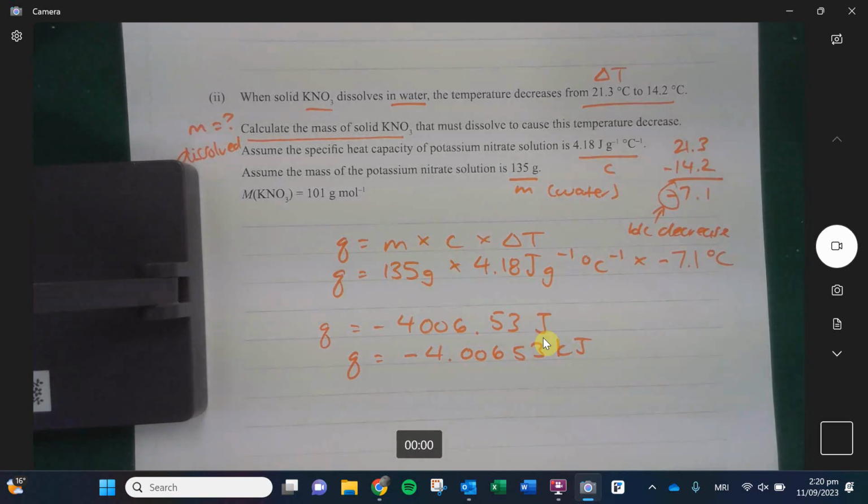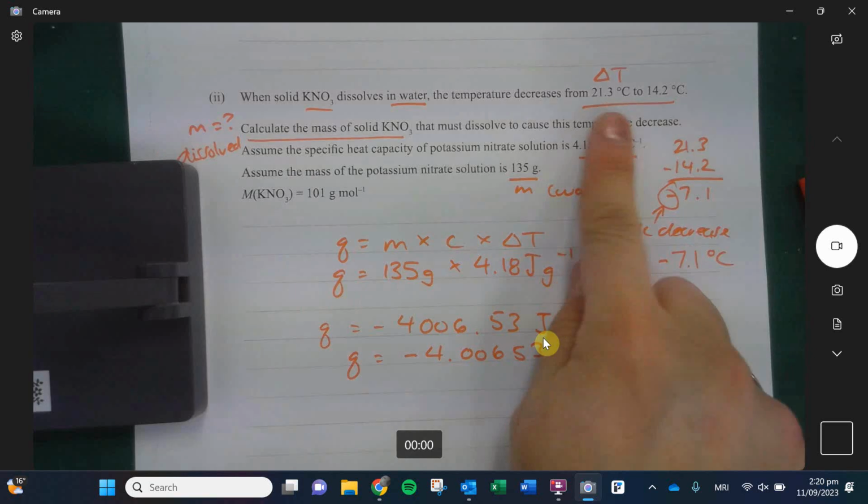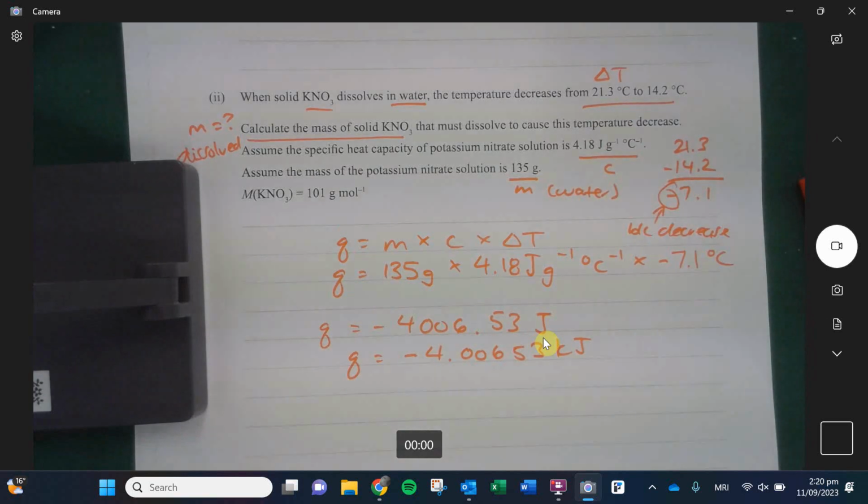Yep, it's decreased. It's endothermic. Just trying to find the Gibbs free energy equation for you. That's the equation one. All right, keep going.